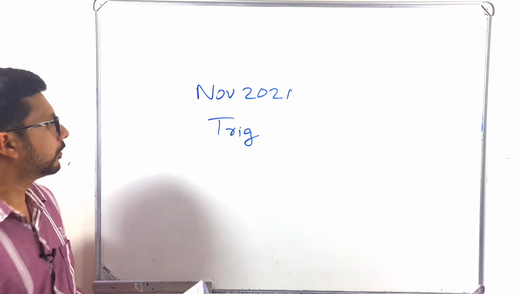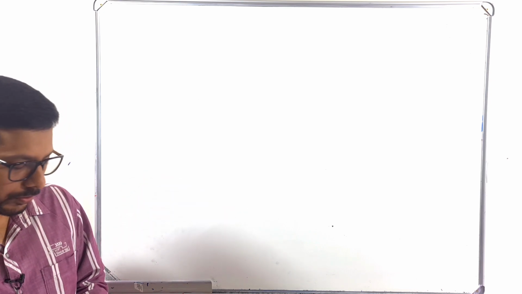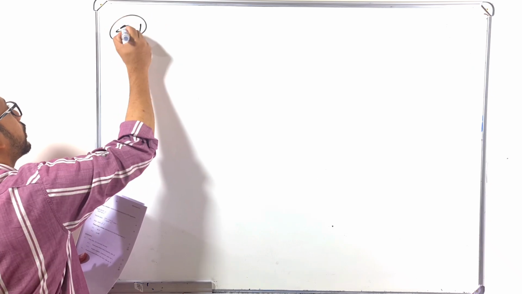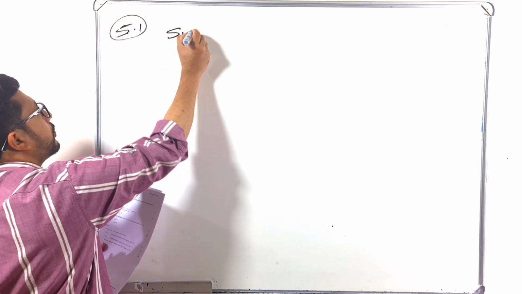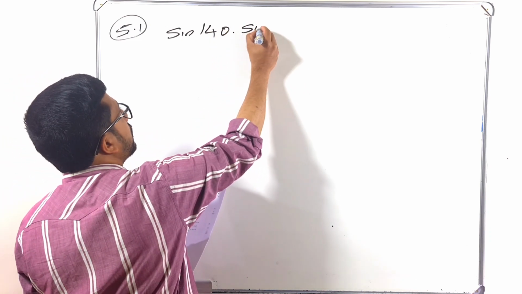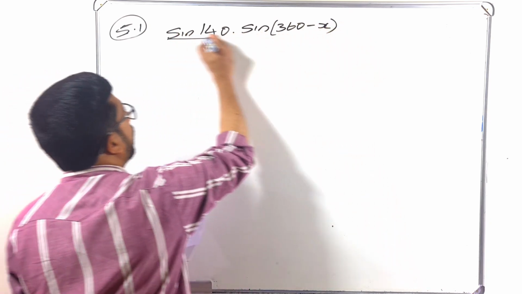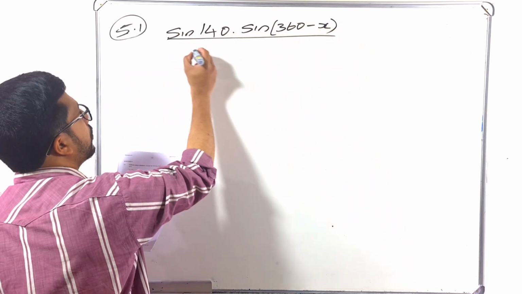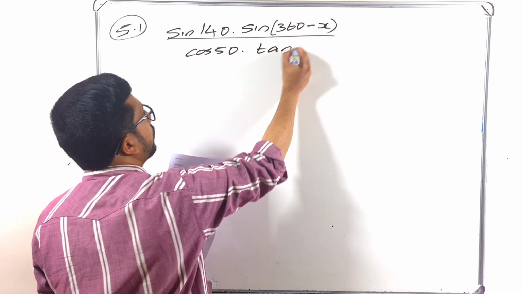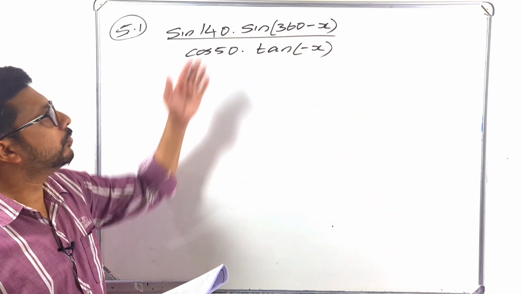So without using a calculator, you have to simplify that one, question number 5.1: sine 140 times sine of (360 minus x), the whole divided by cos 50 times tan of minus x. So without using a calculator, you have to simplify this one.